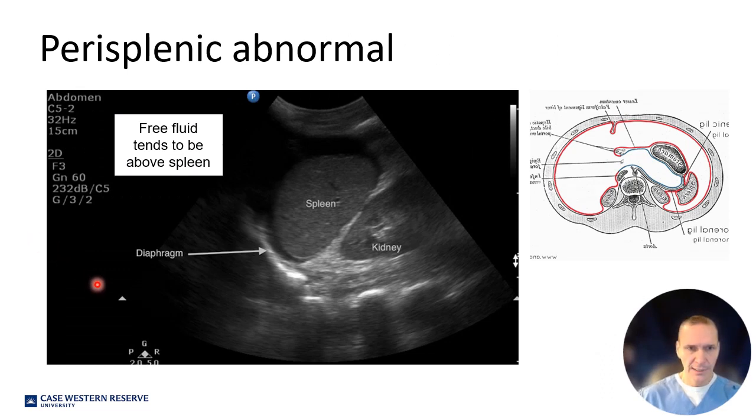Here's an image that highlights how free fluid tends to be above the spleen. So patient's head is here, patient's feet are here. So here's the spleen. Notice all this anechoic area here. This is indicative of a splenic hemorrhage. Again, look how the spleen's here, and the free fluid tends to collect closer to the probe, so at the top of the screen.